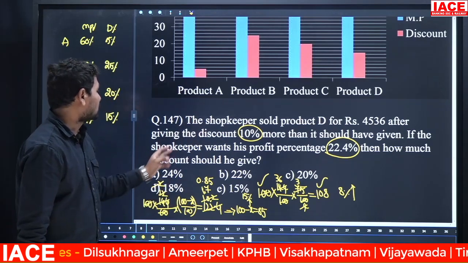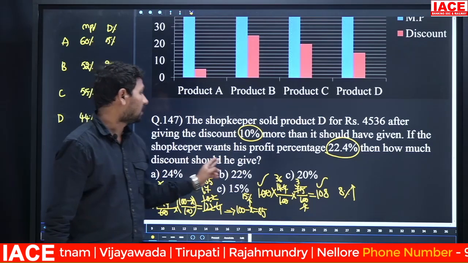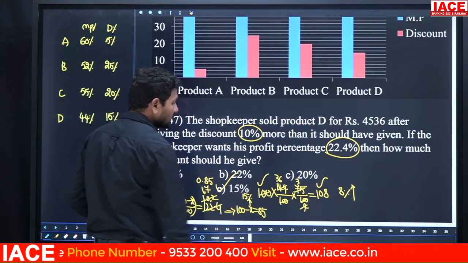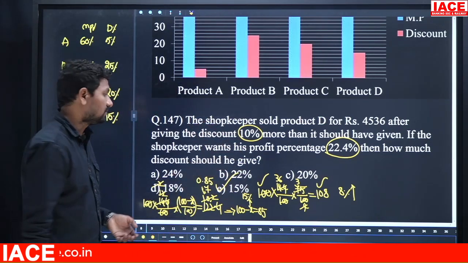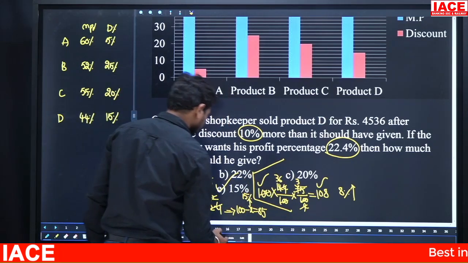Then if the shopkeeper wants his profit percentage 22.4, then how much discount should he give? Then he will give only 15%. No need to increase the 10% discount. Okay, then option E, this calculation is mostly not required.